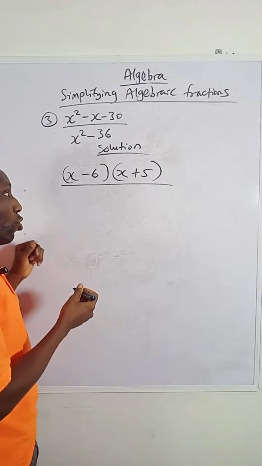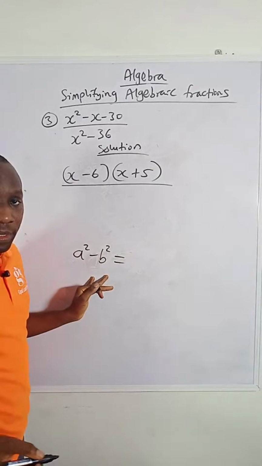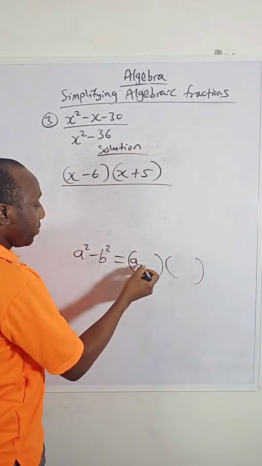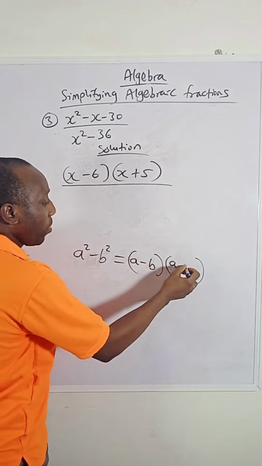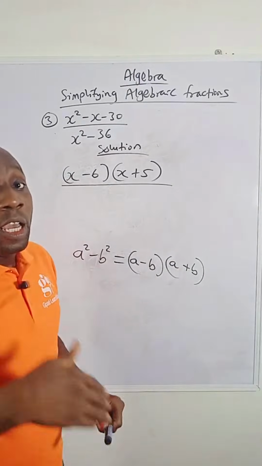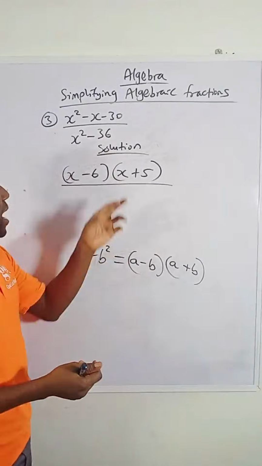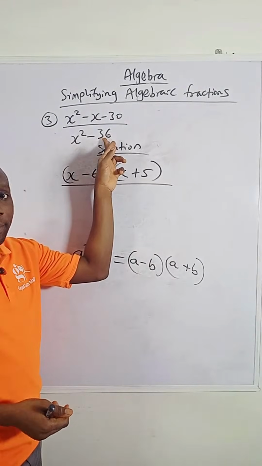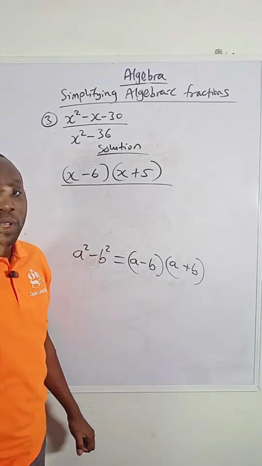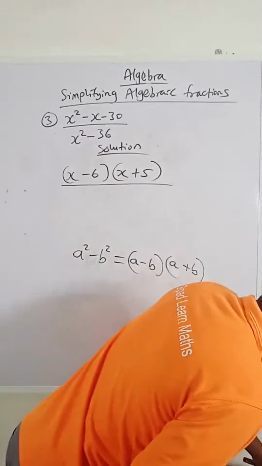How are you going to do this? When you have a squared minus b squared and you want to factorize this, it becomes open two brackets like this, and then you write a minus b, then a plus b. This is how to factorize if you have difference of two squares like this. But you may be asking yourself, but I don't have a square here. But 36 can be rewritten in form of a square. 6 raised to power 2, or 6 squared, is what? 36.